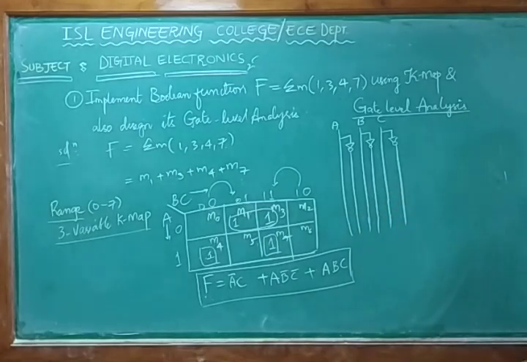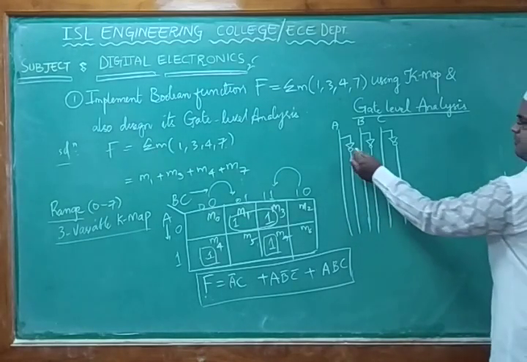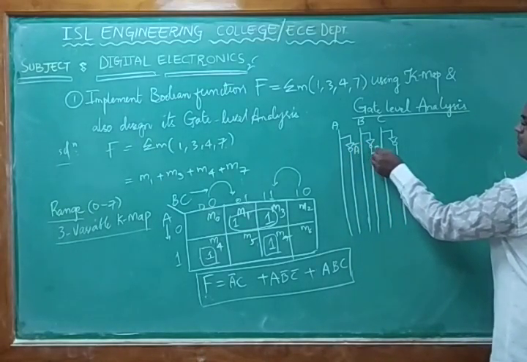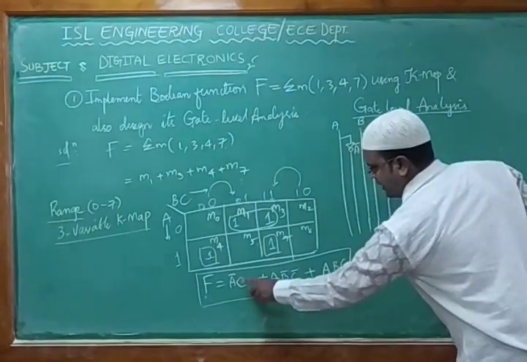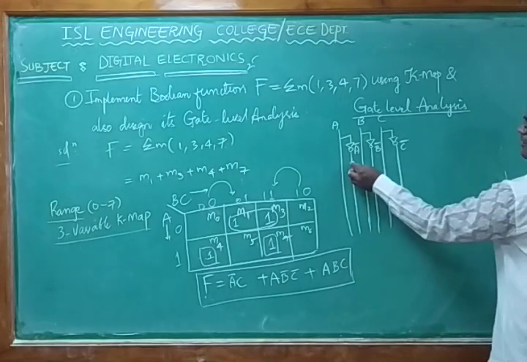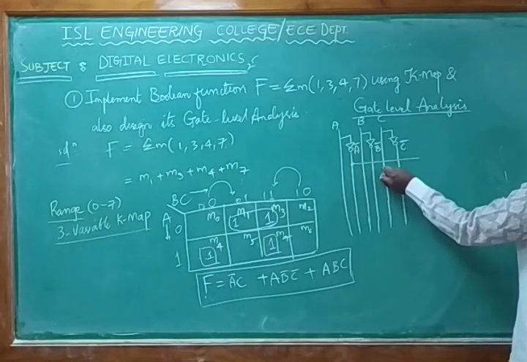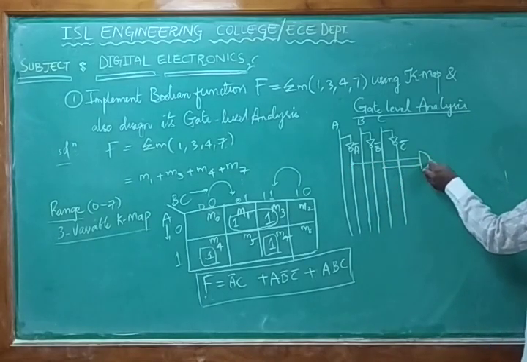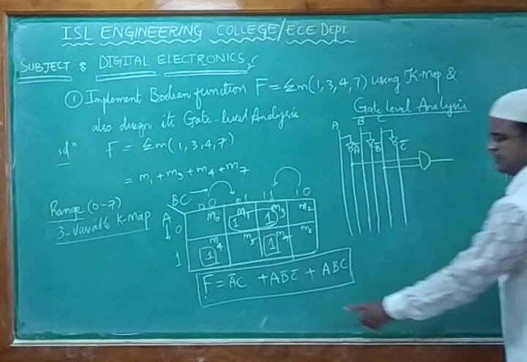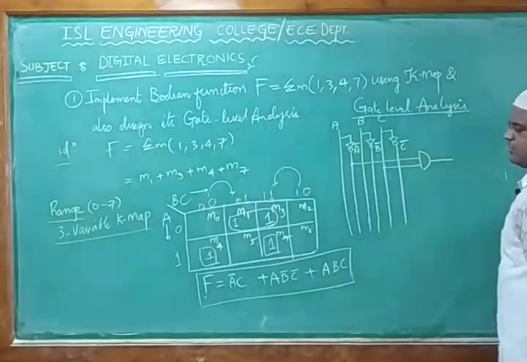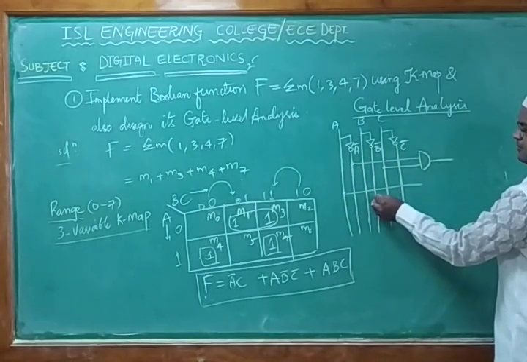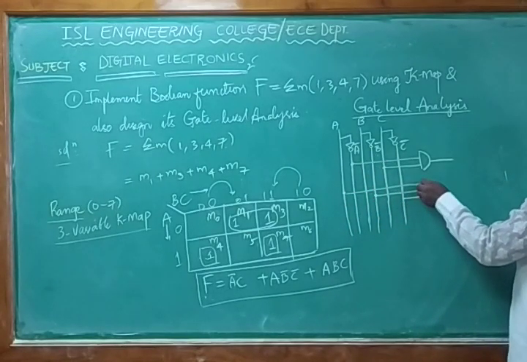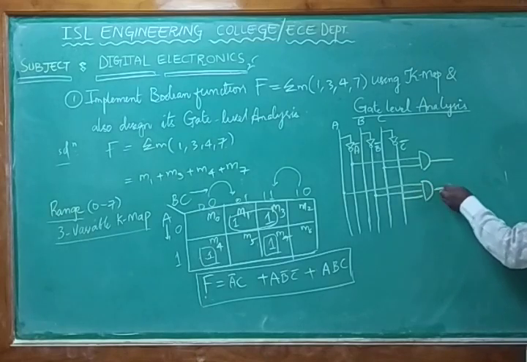After getting all these, what do we need to write? It's A complement here, B complement, C complement. So we need to get the first term. What is that? A bar C. So we'll take the A bar connection and the C connection, and connect one AND gate. Next thing, A, B bar, C bar. So we'll take the first input A, this is your B bar connection, this is your C bar connection. So we connect them with one more AND gate.